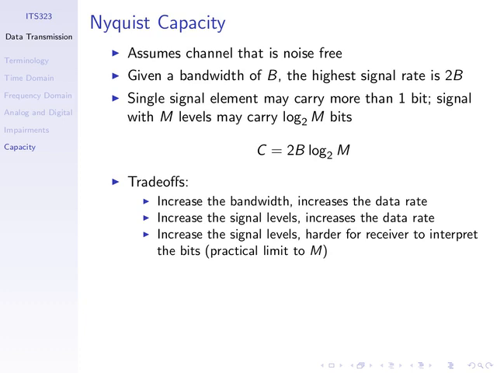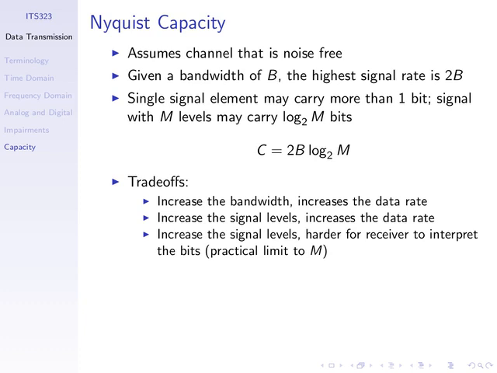Let's go back to our example. Different example. The telephone channel, your home telephone line for telephone calls, supports a bandwidth of about 3,100 hertz. That's what we can transmit from the telephone across our telephone line. So, according to the Nyquist capacity, how fast can we send data across that telephone channel? Well, that's our bandwidth.